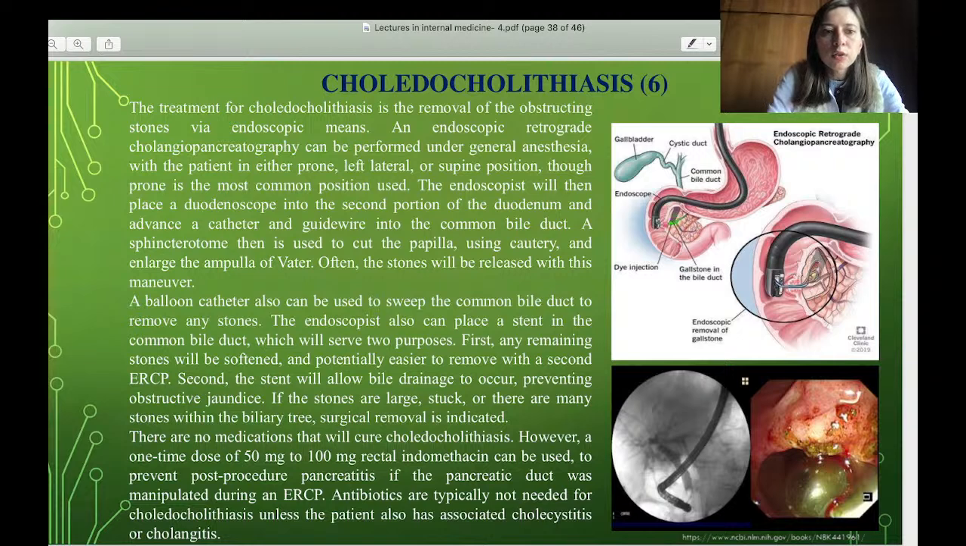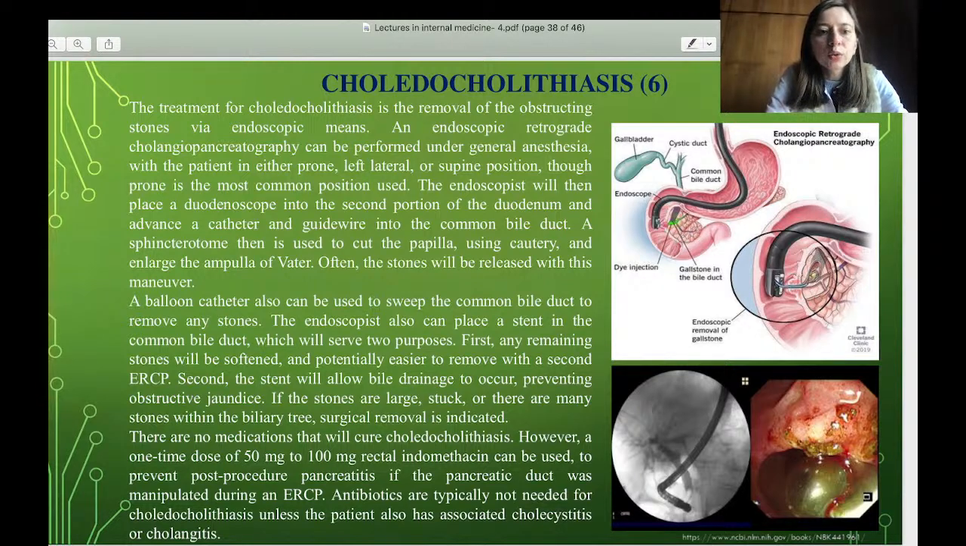First, any remaining stones will be softened and potentially easier to remove with a second endoscopic retrograde cholangiopancreatography. Second, the stent will allow bile drainage to occur, preventing obstructive jaundice. If the stones are large, stuck, or there are many stones within the biliary tree, surgical removal is indicated.